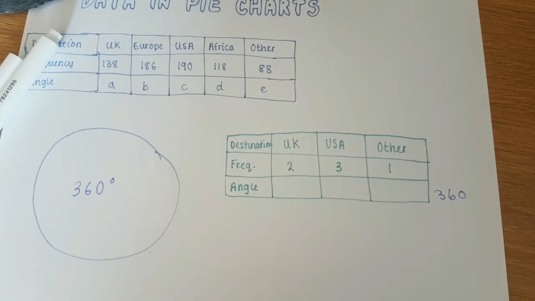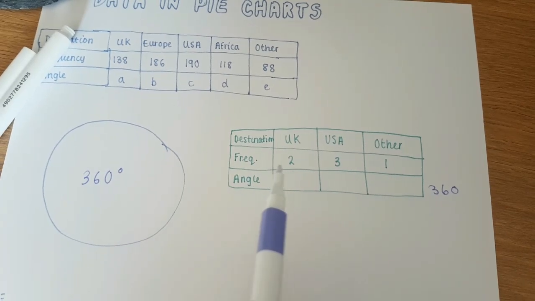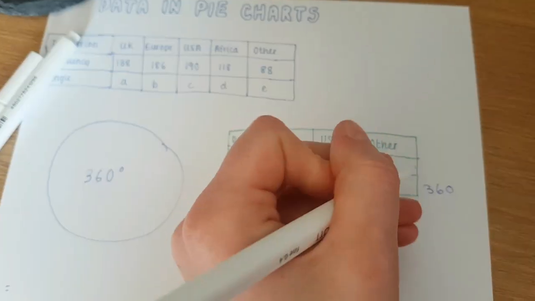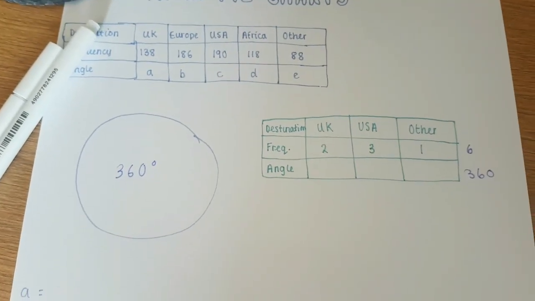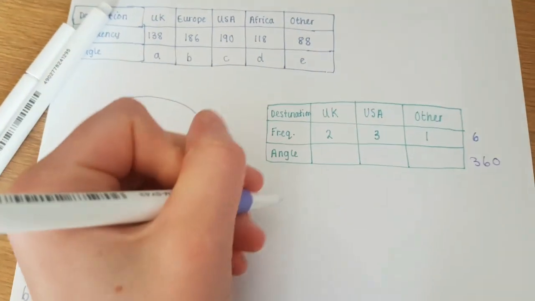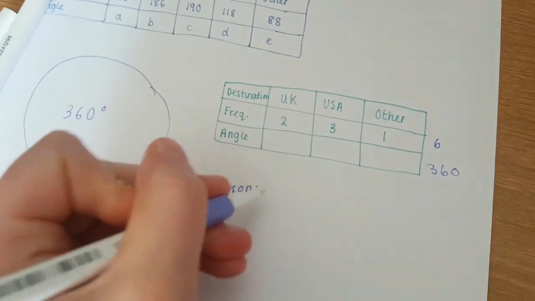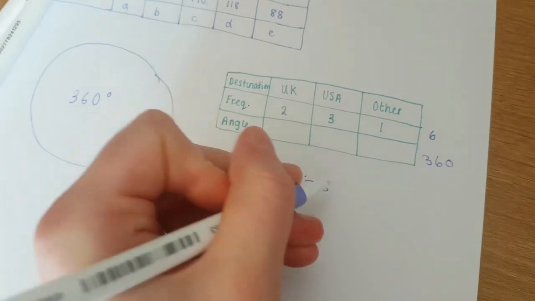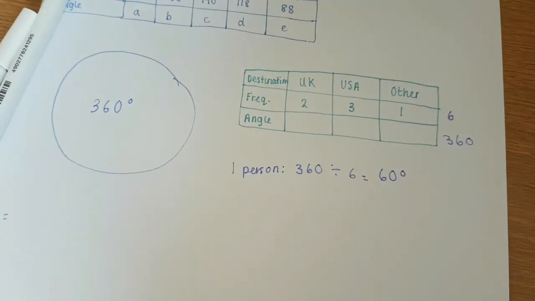Now the way I find the angle for each of these columns is to find the total frequencies. So we can see there are 2, 5, 6 entries in total, which means there are 6 people in total. Now if I want to find how much one person is worth, I'm going to divide my total degrees by how many people there are. So 360 divided by 6, it means that one person is equal to 60 degrees.